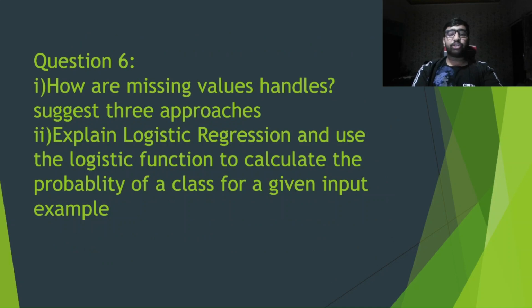So in the last video, we saw the working of k-means clustering and an example of k nearest neighbor, the link for which you can find in the description of this video. Today, we are going to see question number 6: how are missing values handled? Suggest three approaches, explain logistic regression and use the logistic function to calculate the probability for a class given input.